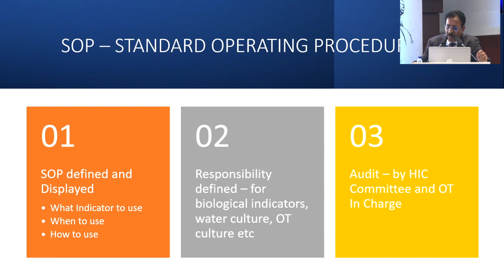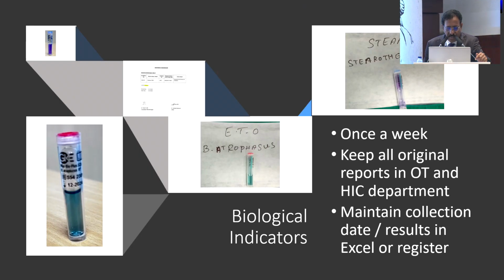The third aspect is auditing. All these are done by our staff, and most of the time the doctors won't be available. So this process has to be audited. This can be done by a supervisory team, or in the case of an NABH accredited hospital, there will be a hospital infection control committee and the OT in charge. They will be doing the auditing process.